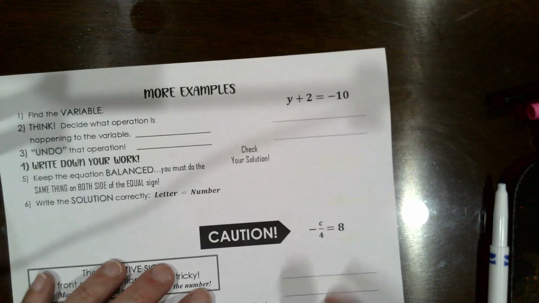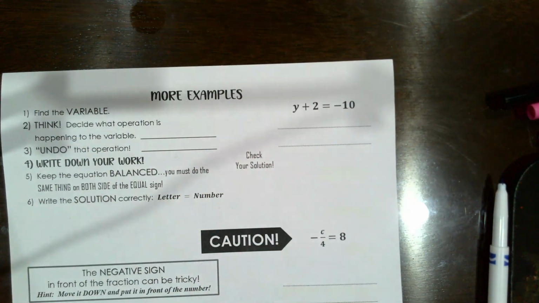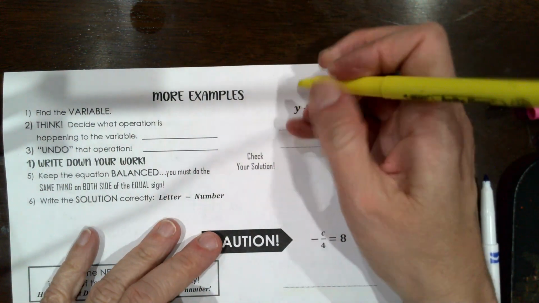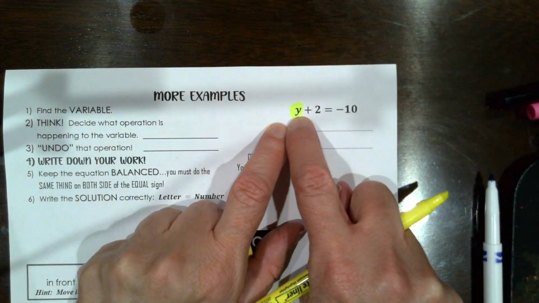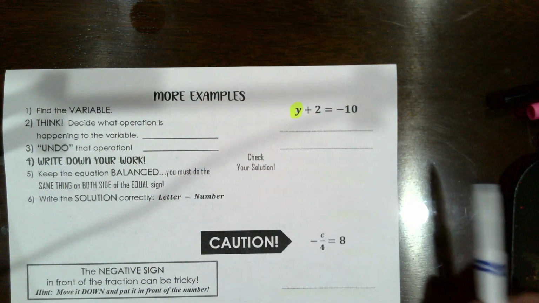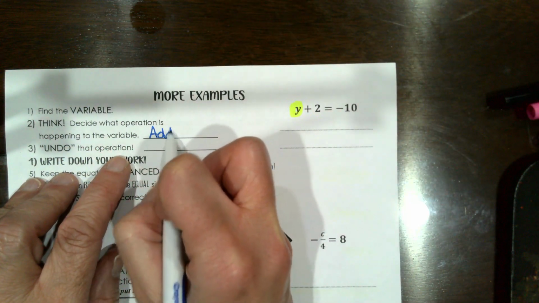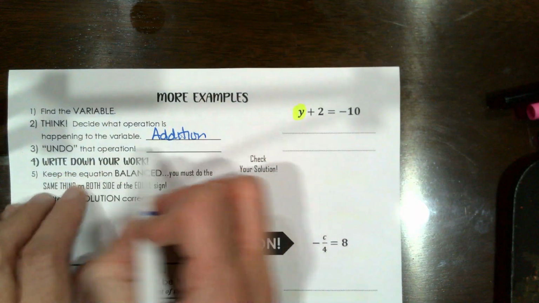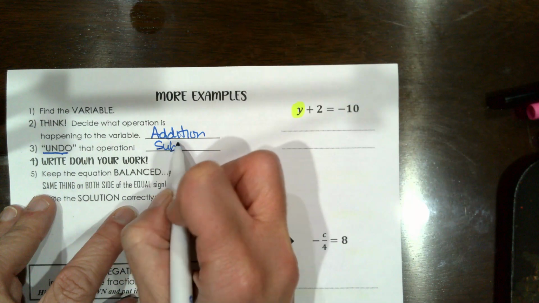All right, so this equation has addition in it. So let's take a look. We're going to find that variable first. Here it is. Now what's different this time is the number is not directly touching the variable. It is separated by this addition sign. So that means what is happening to this variable is addition. And so in order to undo addition, we are going to use subtraction.